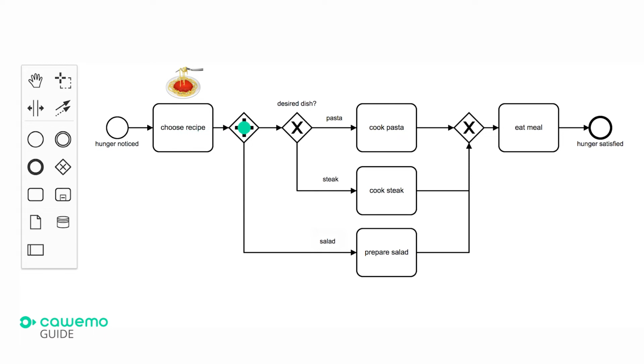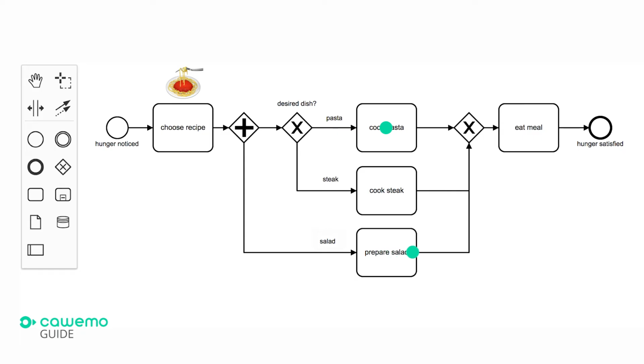At our gateway, a token emerges for each path leaving it. So, now we have 2 tokens that are following the process path at the same time, in parallel. One token moves to the XOR gateway and then follows through the pasta path, because we chose pasta in the beginning task, and the other token flows to our prepare salad task.